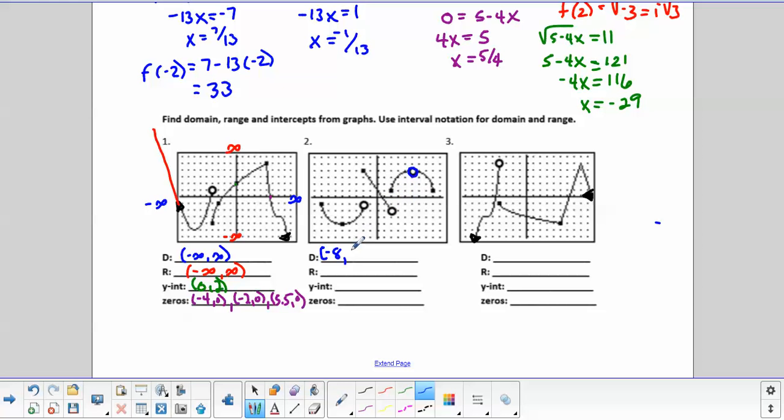So we can go from negative 8 to 5, but we don't want to include 5. We're going to get really close to 5 without including it. And then right after 5, we need to pick up again and continue until positive 8, where our domain ends with this endpoint.